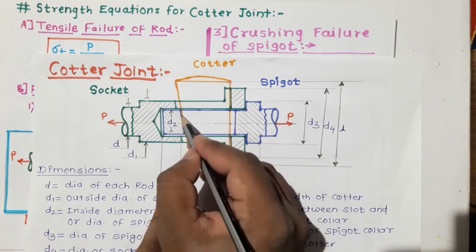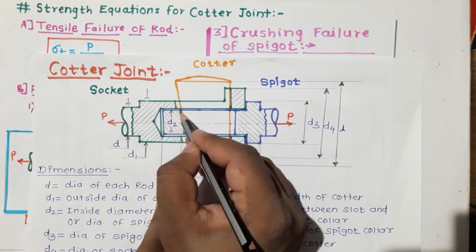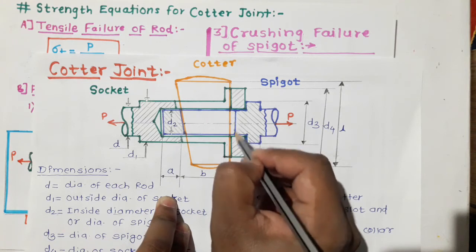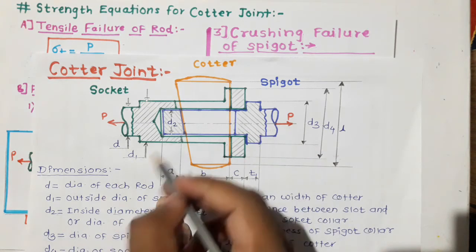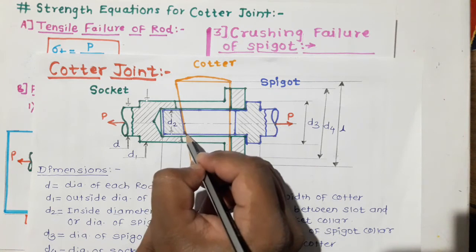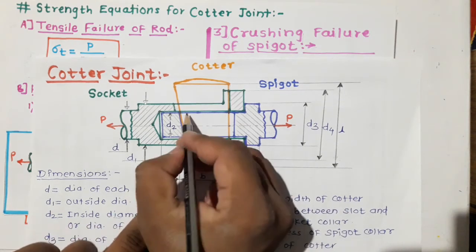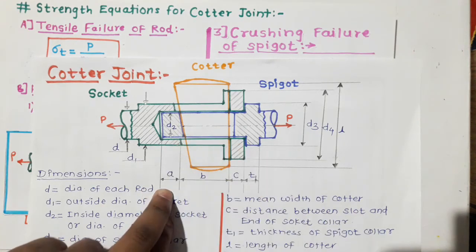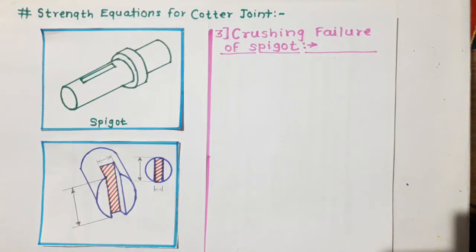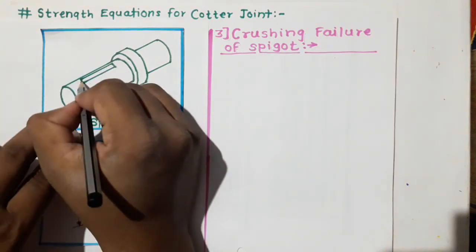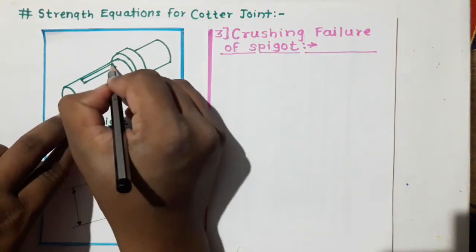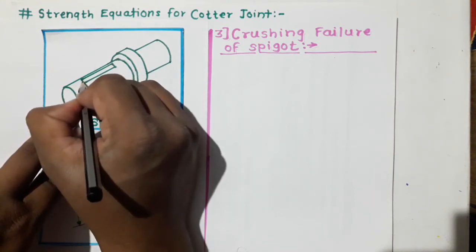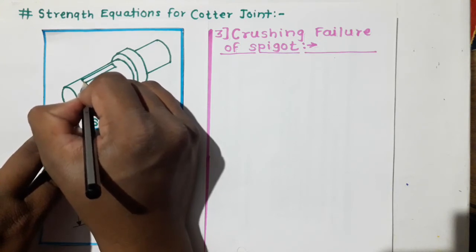Okay, so slot has two surfaces. On one side there is a contact between slot surface and cotter, and other side there is a clearance between cotter and slot surface of this spigot. So whatever the crushing stress is exerted, it will apply on this surface by cotter. So we have to consider this surface area to find out the crushing stress. Okay, so as cotter is in contact on only this side of slot and there is clearance between cotter and this side of slot, so whatever the crushing stress will be applied, that will be exerted on this side of slot internally.